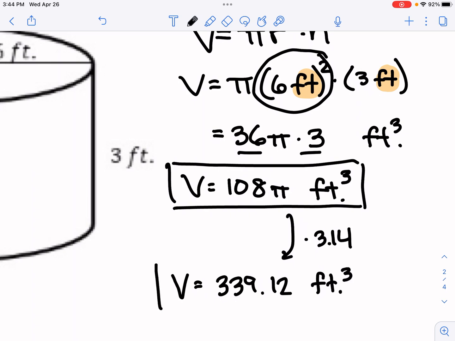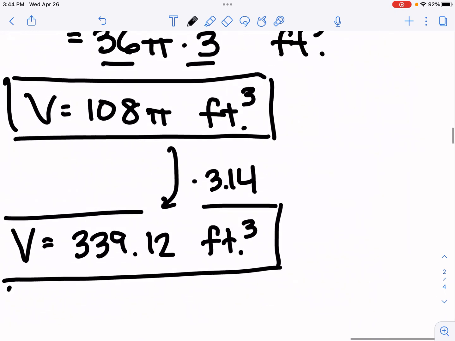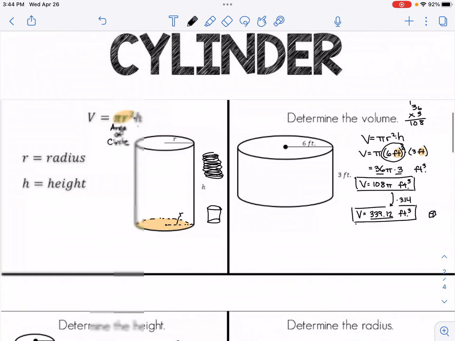So I saw quite a few students on the assignment not label it. If you were to put that this is just 339.12 and no unit, or even if you just put foot or square foot, that's incorrect. It's got to be cubic feet. So that's how many, approximately 339, of these would fit into this bigger object. Okay. Now, for the most part, this is what is required when you're finding the volume.